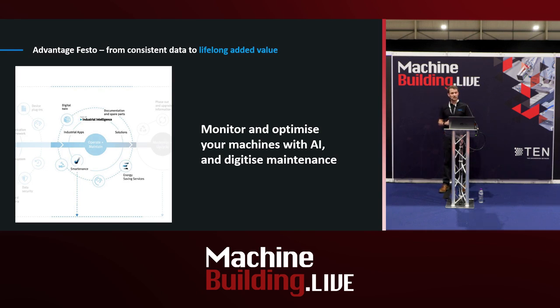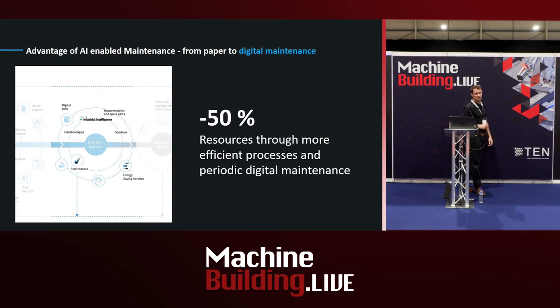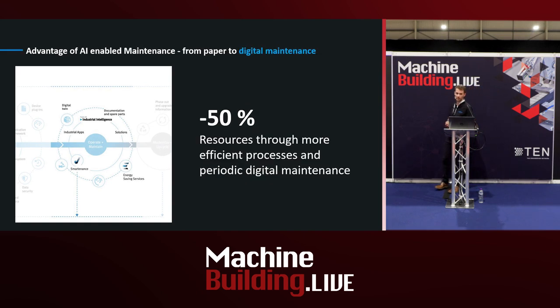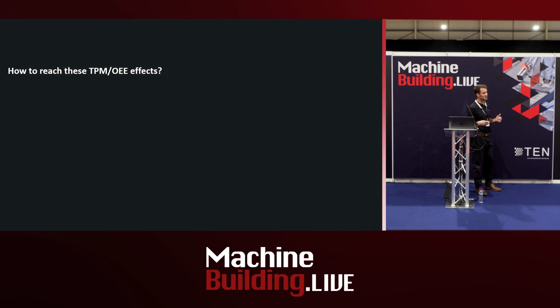So, when we start to take a look at it, when we start to monitor and optimize your machines with AI, these are the type of results that we can achieve. Typically, around a 50% reduction through more efficient processes with digital maintenance. And I've actually missed one, funnily enough. Around an increase of 10% on the overall equipment effectiveness, and around about a 25% reduction in unplanned downtime. And these are the typical sort of results that we see. And it's not that these are just random facts and figures. These are actually results that we've gained through the whole entire process.